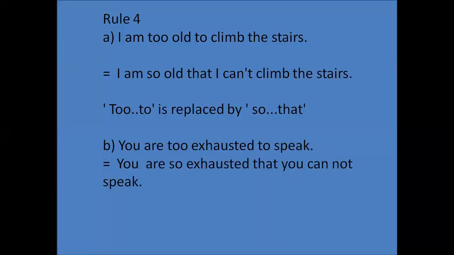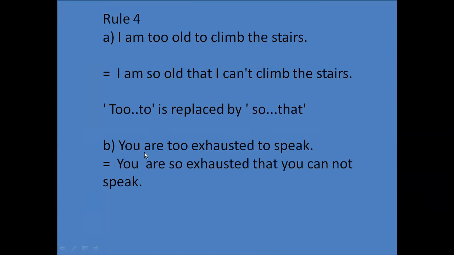Rule 4. This is the 'too' in the middle rule. In the middle, too...to, T-O-O, T-O. Too...to is replaced by so...that. I'm too old to climb the stairs. Now there is too...to, that means the sentence has a negative meaning. So it is replaced by so...that. I'm so old that I can't climb the stairs.